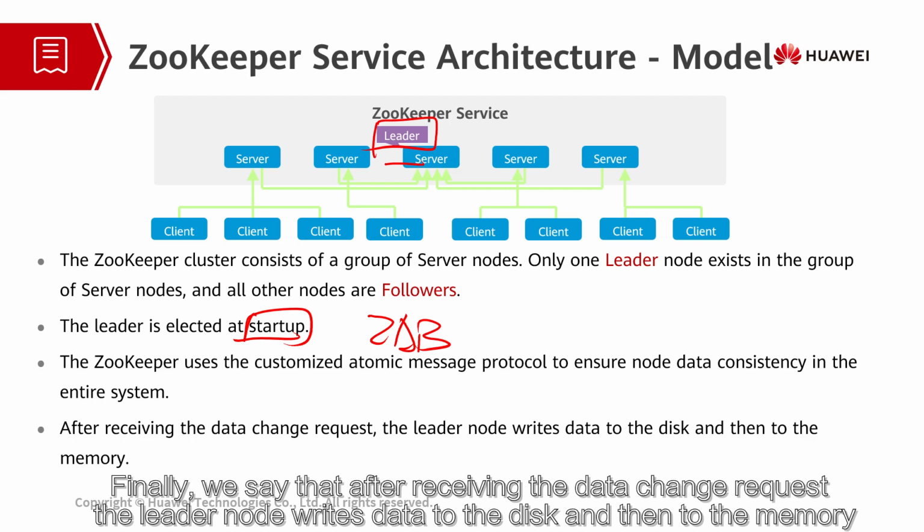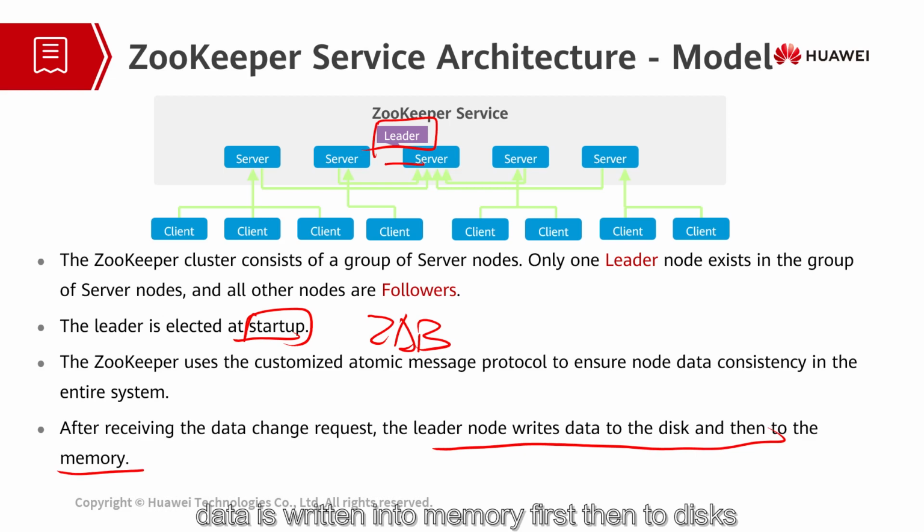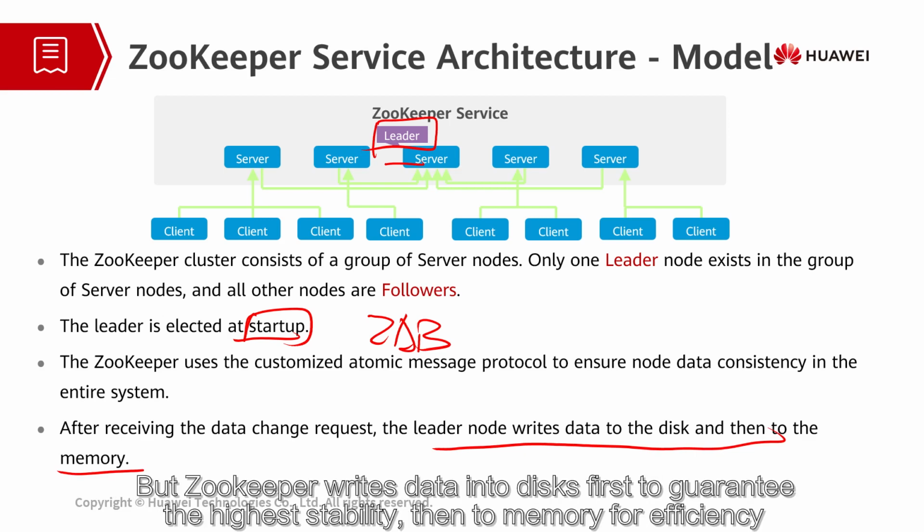Finally, we say that after receiving the data change request, the leader node writes data to the disk and then to the memory. This is again a little bit strange, because in many other cases, data is written into memory first, then to disks. But ZooKeeper writes data into disks first to guarantee the highest stability, then to memory for efficiency.